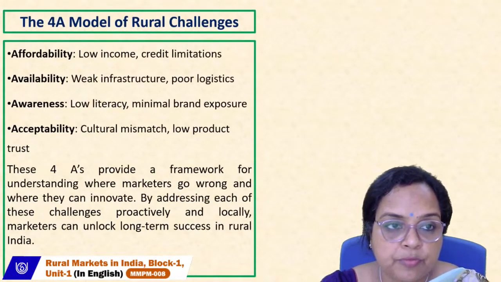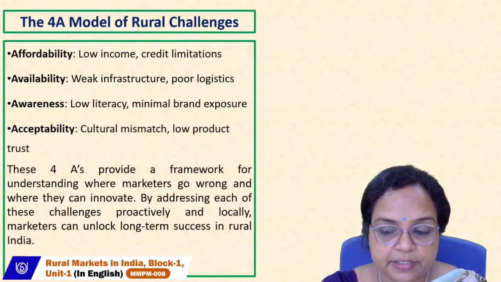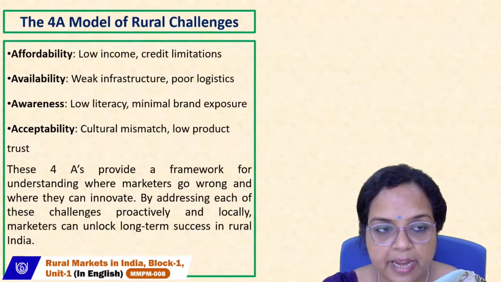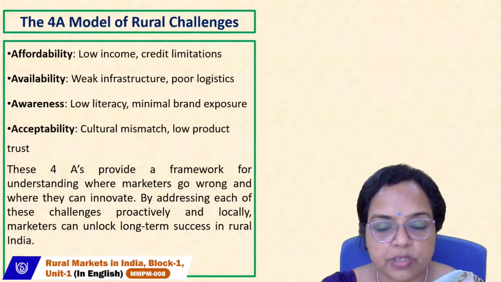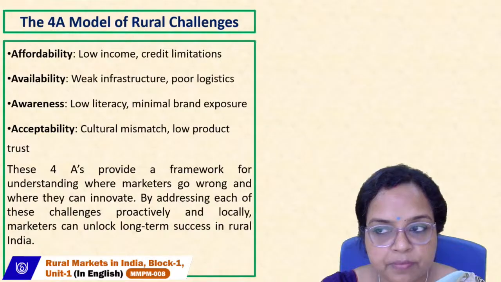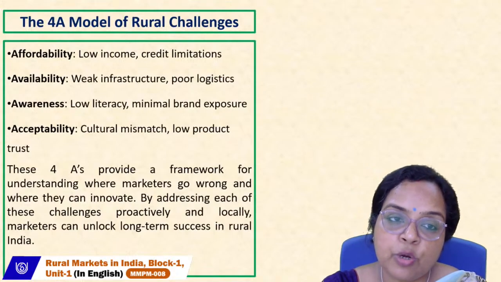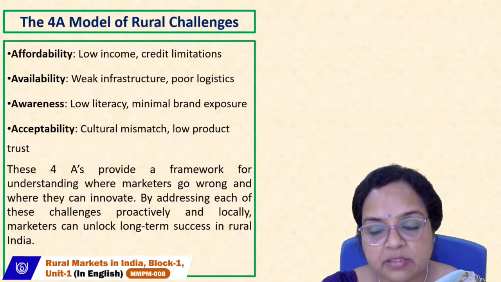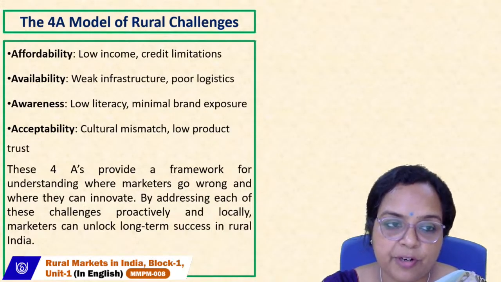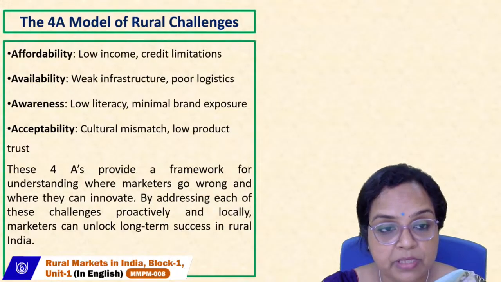Then it comes to the 4A model of rural challenges. It has four factors starting with the letter A, so it is known as the 4A model for rural challenges. The first one is affordability. They have low income, land holding has come down to 1.2 hectares, seasonal agricultural farming, so they have low income, and there is no credit availability to them. So this first challenge is affordability. The second one is availability.